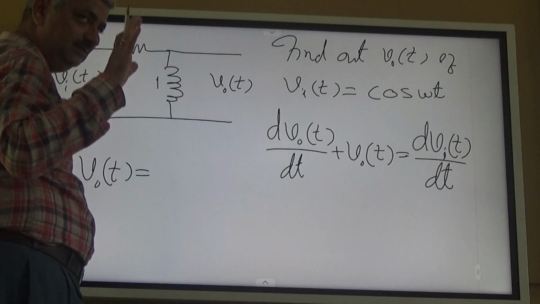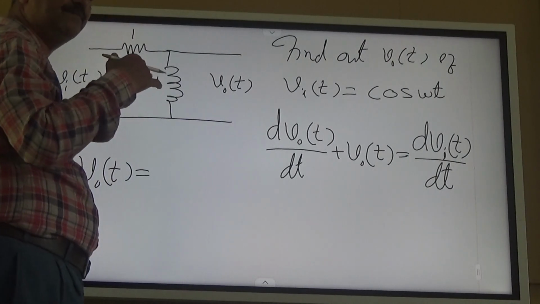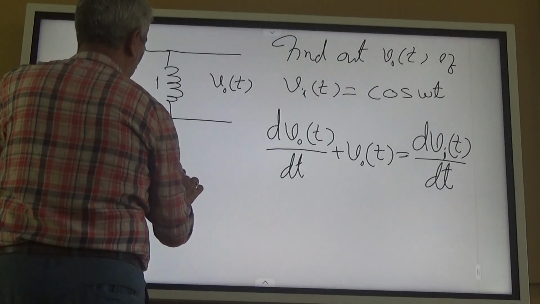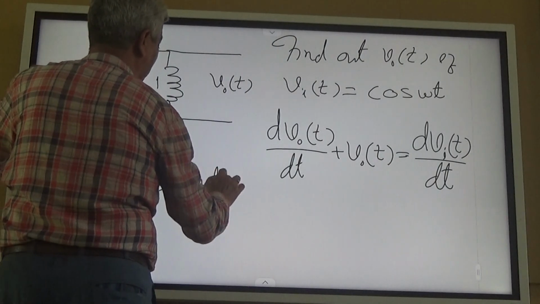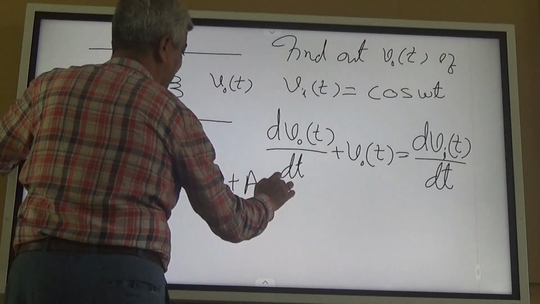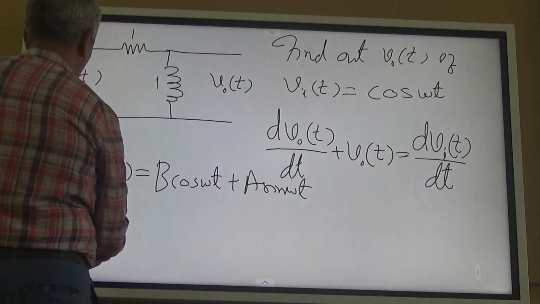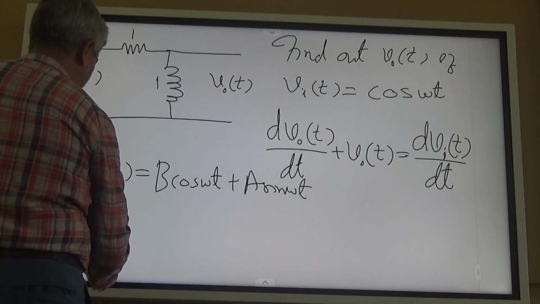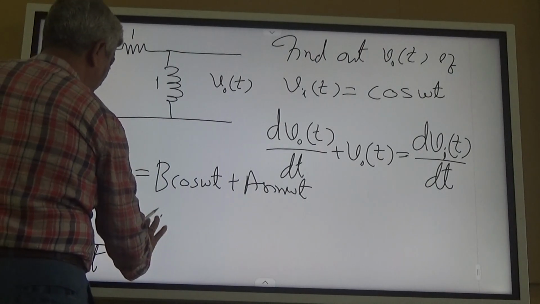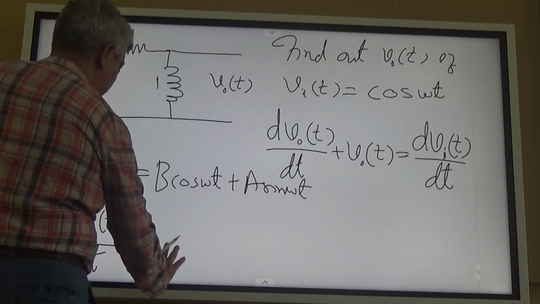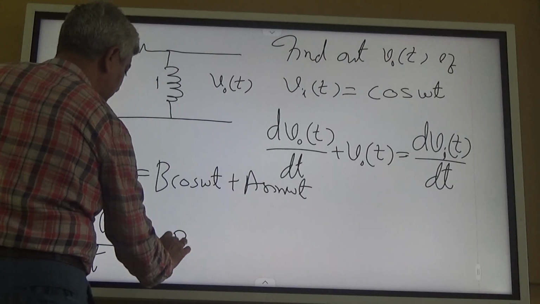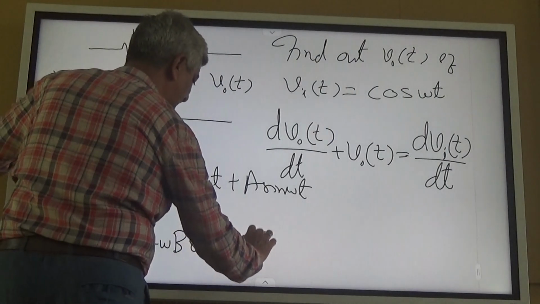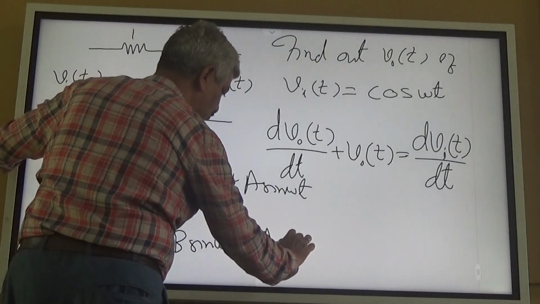So now don't discuss, listen carefully. Everybody has to get a solution. That is Vo(t) equals b cos omega t plus a sin omega t. What is dVo(t)/dt? Minus omega b sin omega t plus omega a cos omega t.